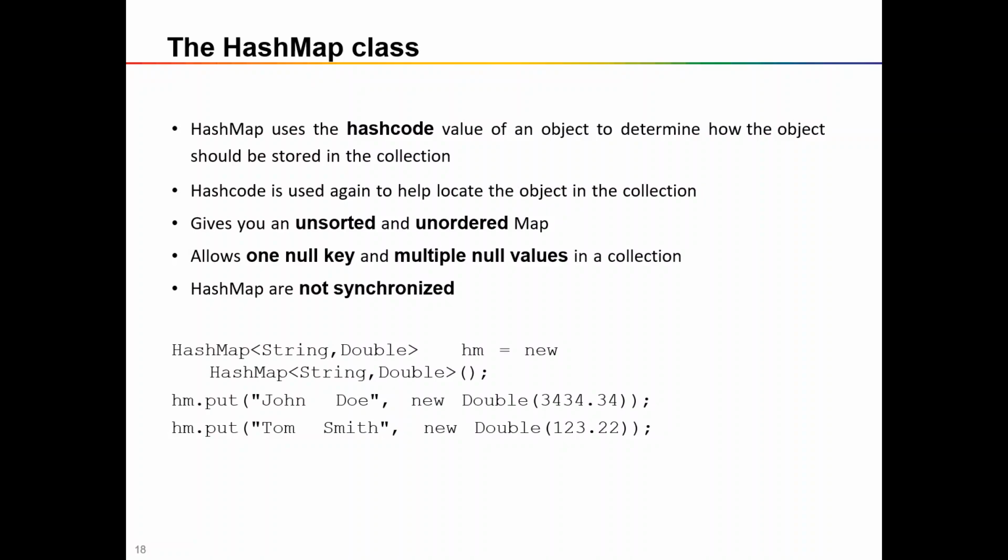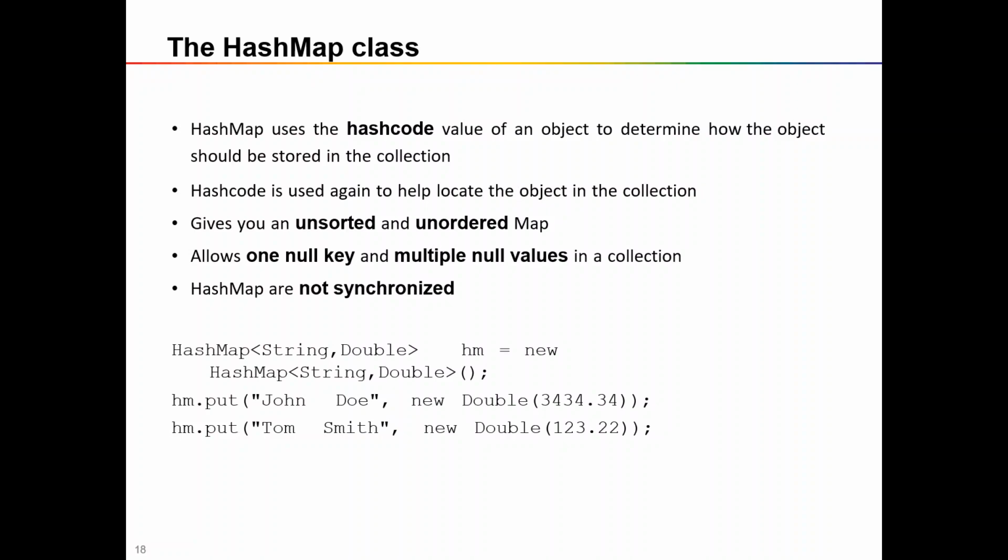And inside the hash map you can store a maximum of one null key. Why? Because the key should be unique in a map. So at most you can have one null key, but for values, if you wish, you can have multiple null values or duplicate values. That is allowed. The key should be unique in hash map, values can be duplicates, and you can have multiple null values in hash map also.